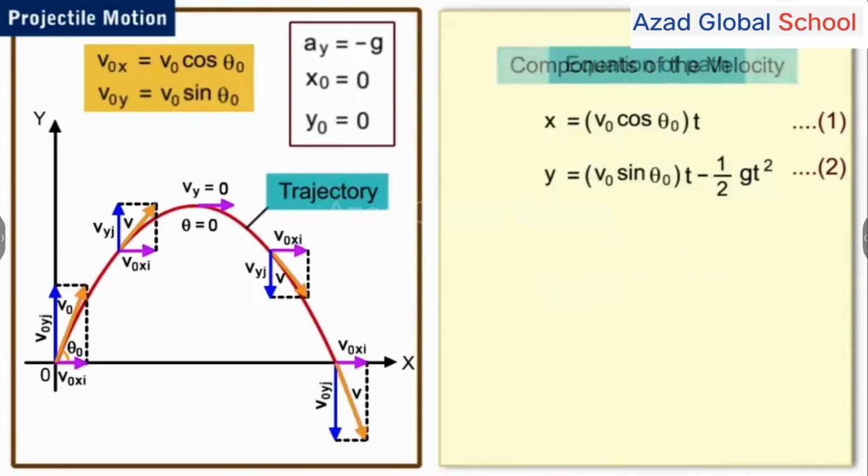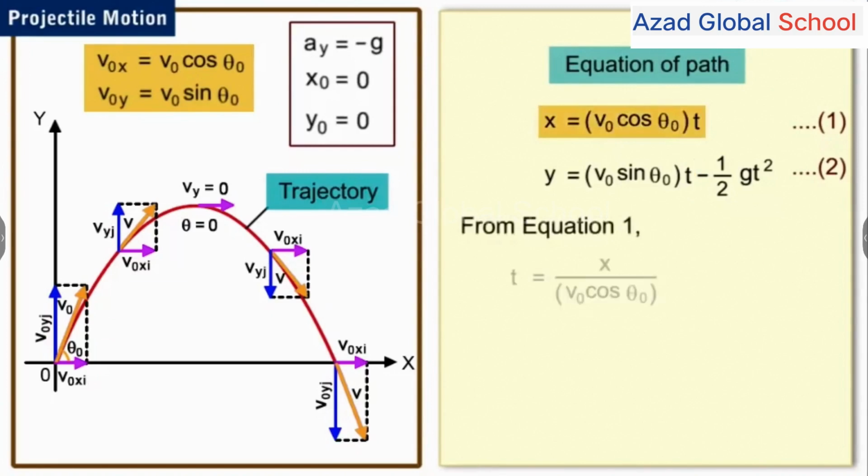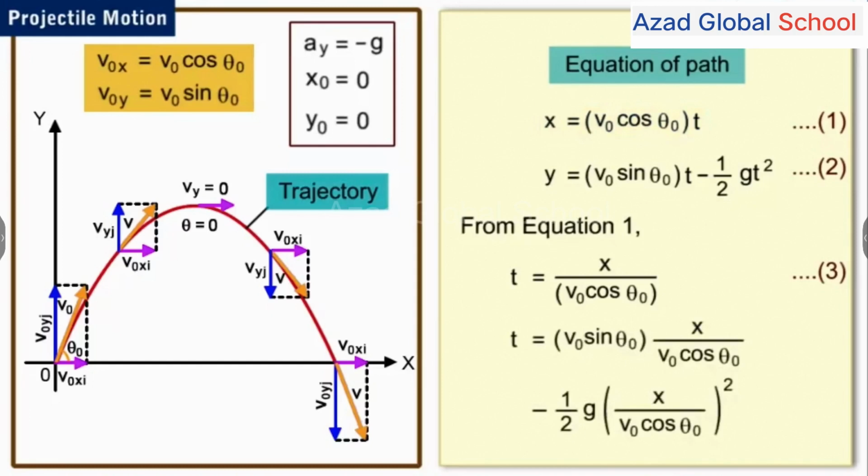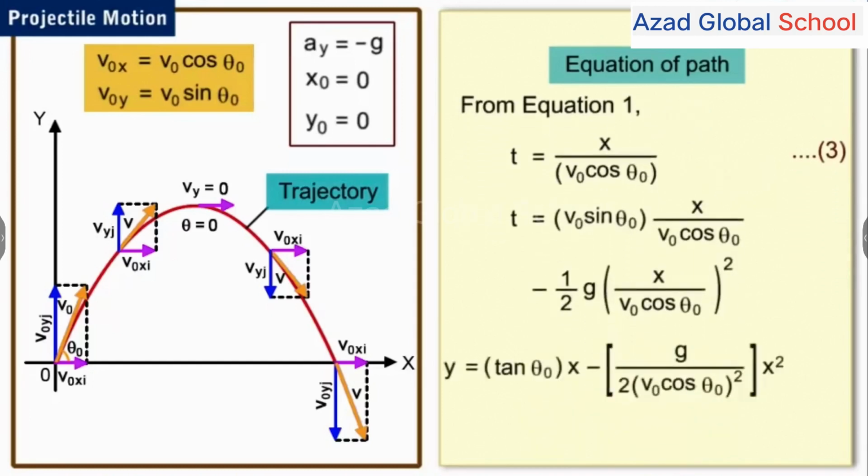Now let's write the equation for the path of the projectile. By eliminating t from equations 1 and 2, we can get the equation for the path of the projectile. From equation 1, we can write t is equal to x divided by v0 cos θ0. Let this be equation 3. Substituting equation 3 in 2 and simplifying, we get y is equal to tan θ0 into x minus g divided by 2 into (v0 cos θ0) square into x square. Let this be equation 4.